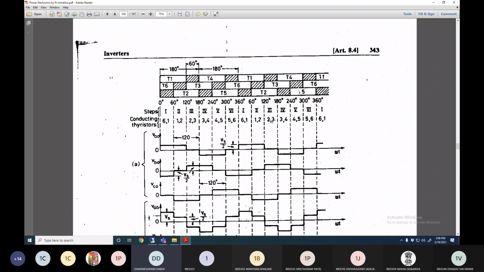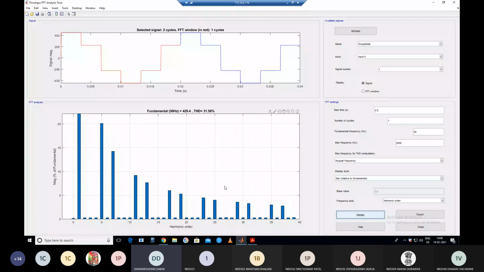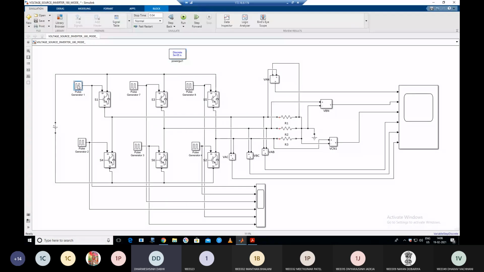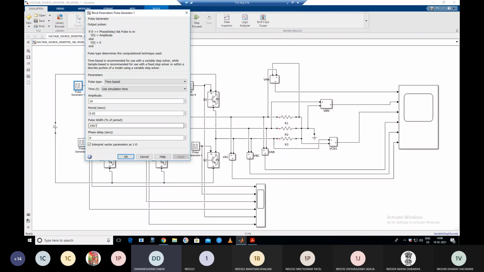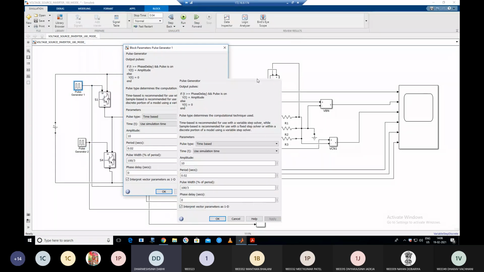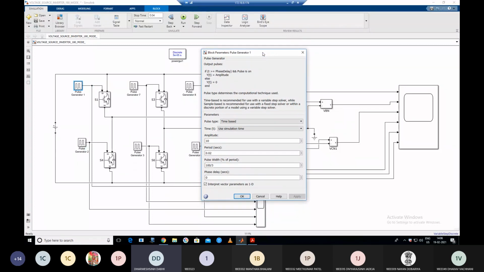So in the simulation of 150 that I give you for self study, you have to just change the value of phase delay as well as pulse width. Clear? So pulse width here is based on the 150 degree. Then phase delay is based on the instant at which the thyristor is on. Clear? So I hope all of you understand this operation of 180 and 120. So it is easy for you to simulate the 150 degree mode of voltage source inverter.